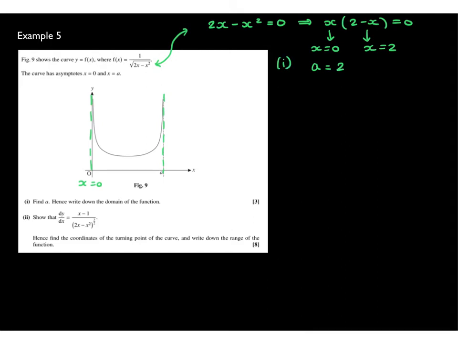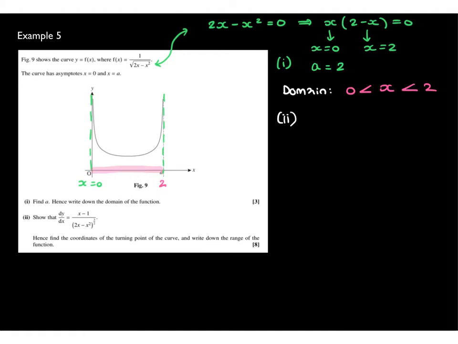So the domain of the function, remember, is the permissible set of x values. So we can see clearly from the graph sketch that we're allowed any x values. The function exists for x values between 0 and a, but not anything equivalent to 0 or a, which we now know is, of course, 2. So the domain is that x can be between 0 and 2, but not equal to either of those two values.